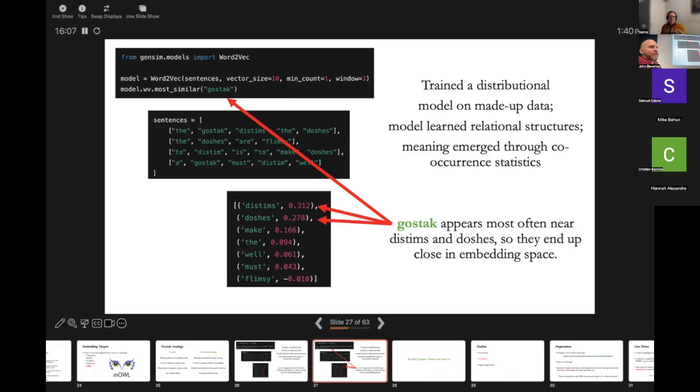Absolutely. You wouldn't want to take this and go figure out the Gostak now. You need a lot more data. Yeah, that's right. Also, these are low scores anyway. But you can see in this sentence distribution, distems is closest to Gostak, and you see exactly where that's going on. If you did the comparison, you should be able to get similar results.